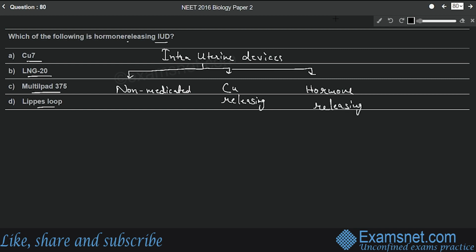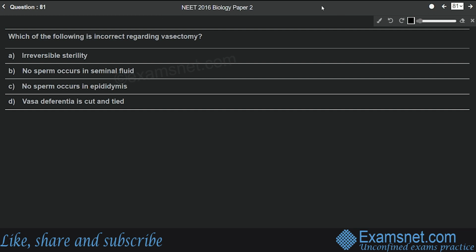So in the options we have copper 7. This is an example of copper releasing IUDs. LNG 20 is an example of hormone releasing. So this will be the correct answer because the question has been asked about the hormone releasing IUDs. Multi-load 375 is also a copper releasing, and Lippes loop is an example of non-medicated. So the correct answer will be option number B.